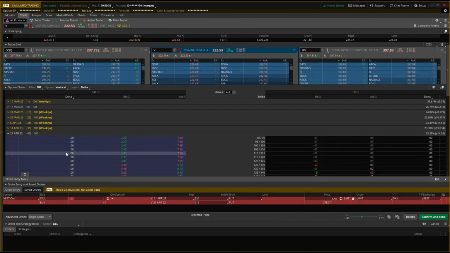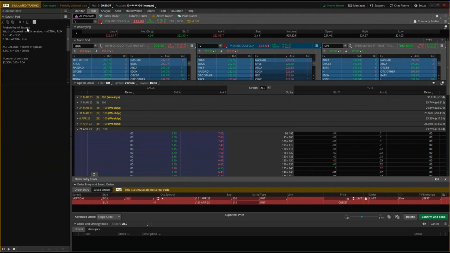So let me do this. I'm going to click on edit here, and I've got some notes here on the right side. The first thing we're going to do is look at the probability of success. To calculate that, we're going to take the width of the spread, which we know is $5. It's just the difference between the strikes. The width of the spread minus the credit received, which is $1.45, is going to give us our actual risk of $3.55. So that's our actual risk in this trade. And of course, we're multiplying all these numbers by 100 because there's 100 shares per contract. So it's really $355 per contract.